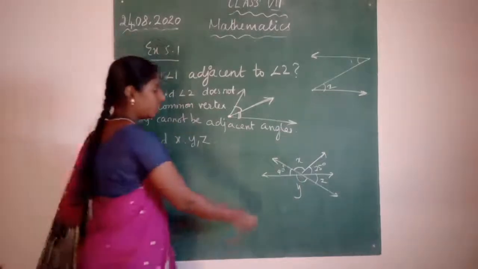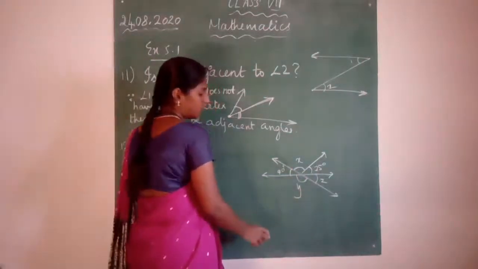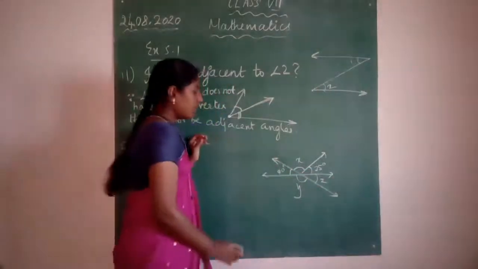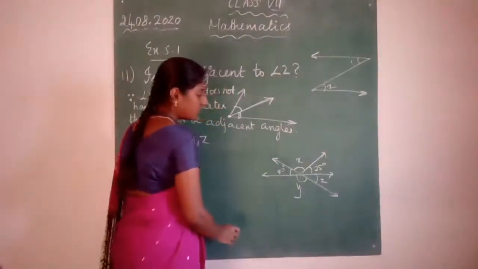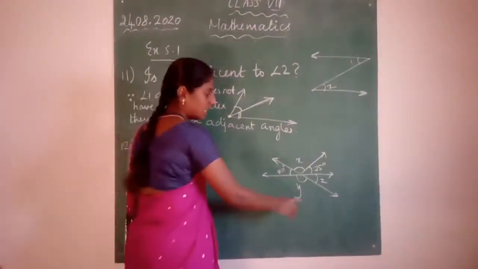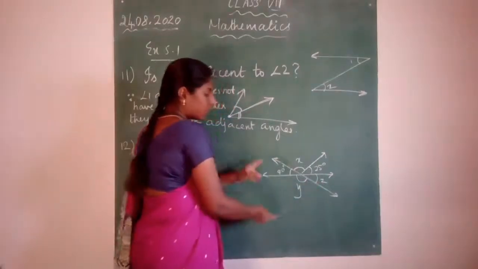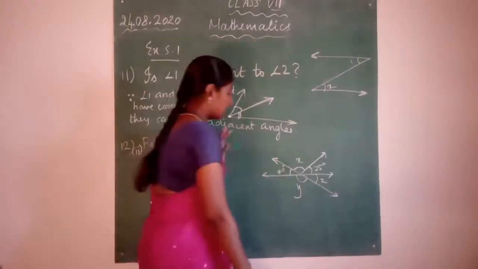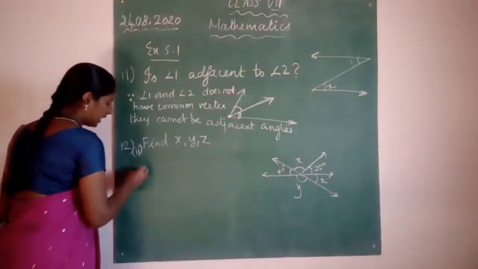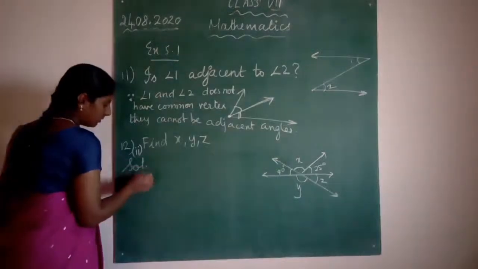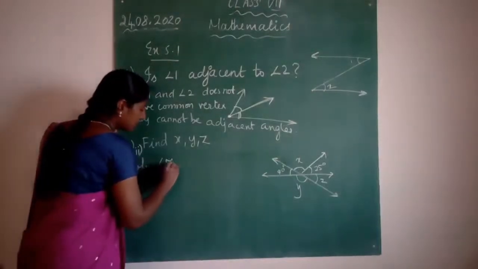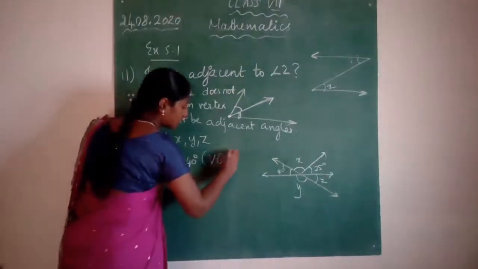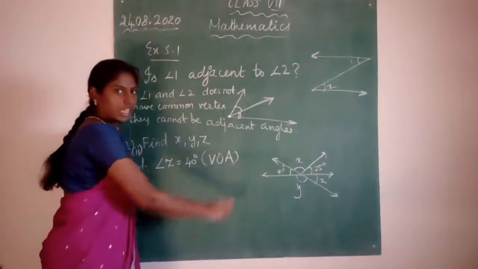Next one, the 12th: find x, y and z in the given figure. Here we have some unknown angles and we have to find them using these two known angles. Let us start. First thing we can do is find z, because 40 and z are vertically opposite to each other, yes or no? So write the solution: angle z is equal to 40 degrees. The reason is vertically opposite angles. You can write vertically opposite angles as VOA.